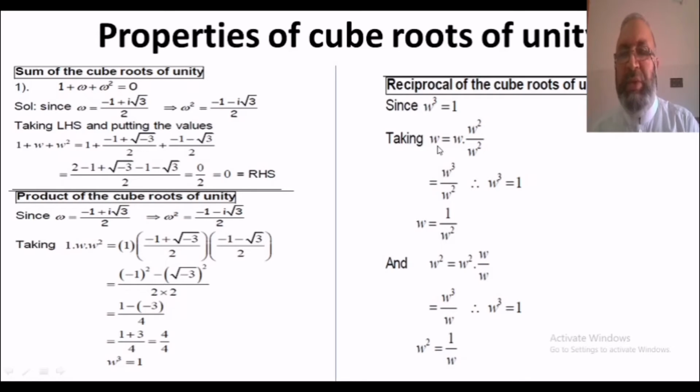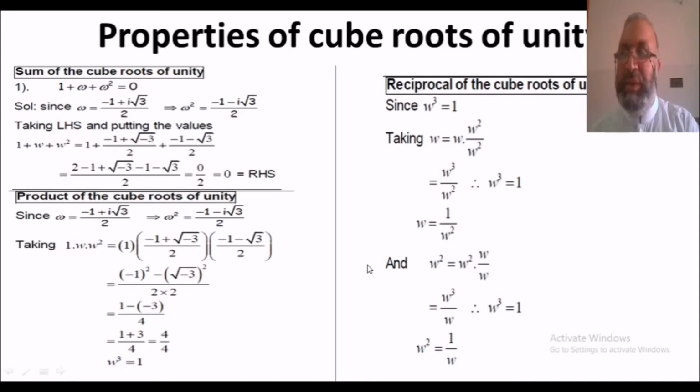First, let omega be equal to omega multiplied and divided by omega square. If we multiply omega with omega square, that becomes omega cube divided by omega square. By property 2, we just proved omega cube is equal to 1. Putting the value of omega cube as 1, this becomes omega is equal to 1 over omega square. This first result is proved: omega is equal to 1 over omega square.